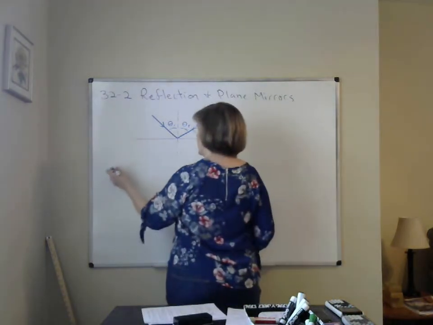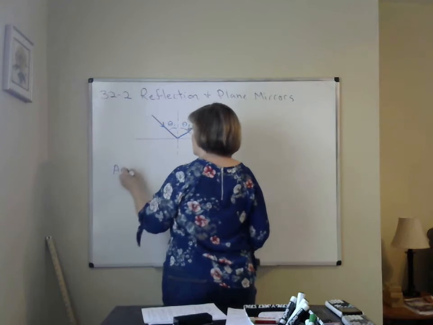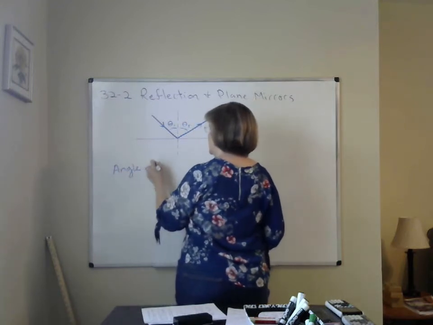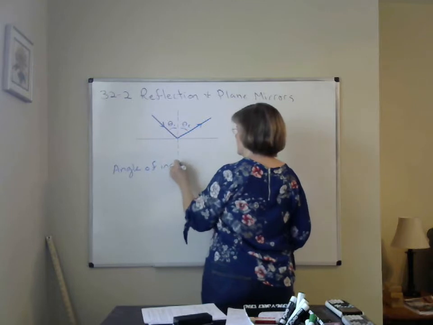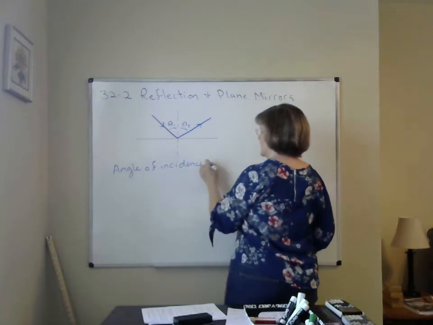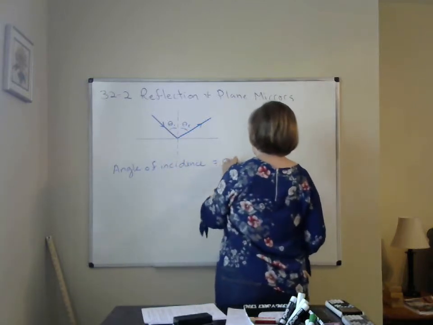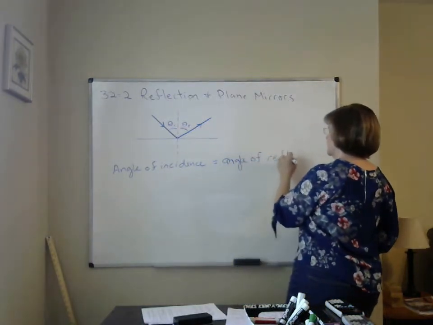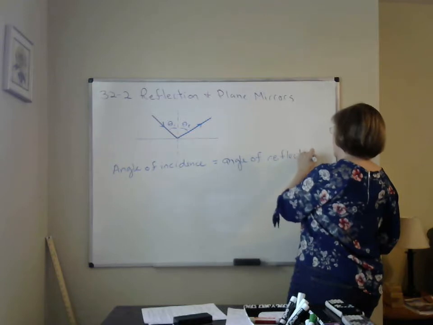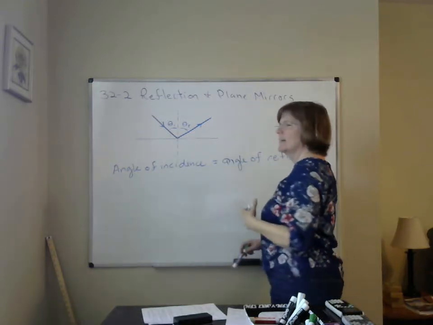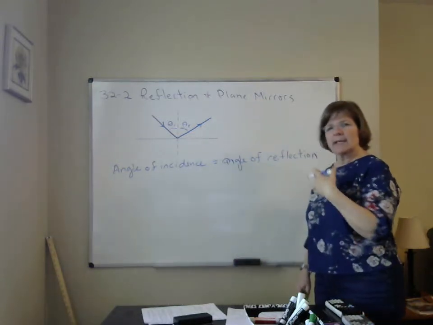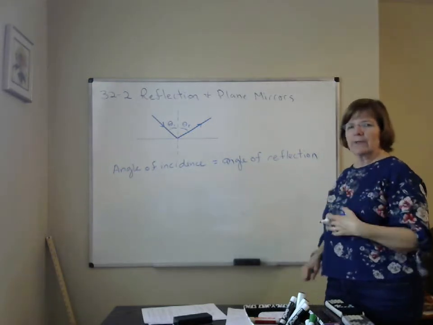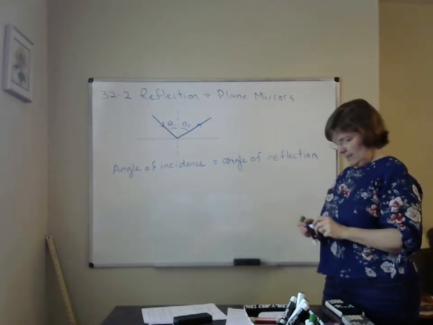The law of reflection says the angle of incidence equals the angle of reflection. So if we have a ray of light that's incident at 37 degrees, it's going to reflect at 37 degrees. Okay.